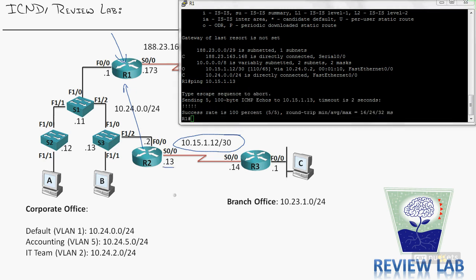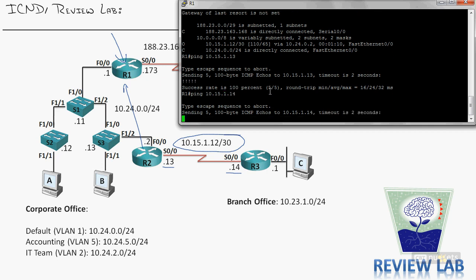It's now getting to this IP address, which it wouldn't have been able to ping before. Now, let me ask you this. Can it ping 10.15.1.14? Well, let's try it. Ping 10.15.1.14. Fail. We're failing.